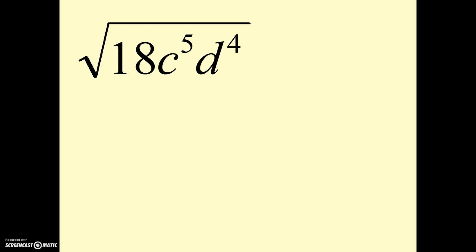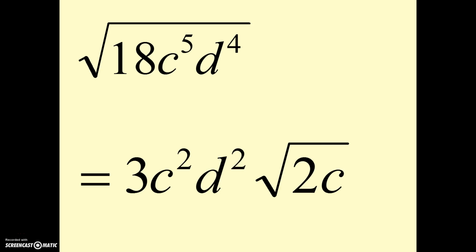All right. Now, on this one, you have a number and you have variables. You treat them as different, almost like a different problem. You do the radical 18, just like we did the first examples we looked at. And then you do the c, and then you do the d. So try to do that one, and then we'll show you the answer. And you get 3c squared, d squared, radical 2c.